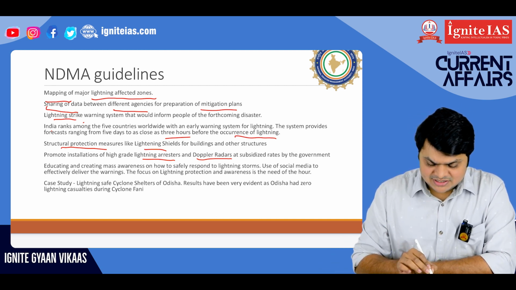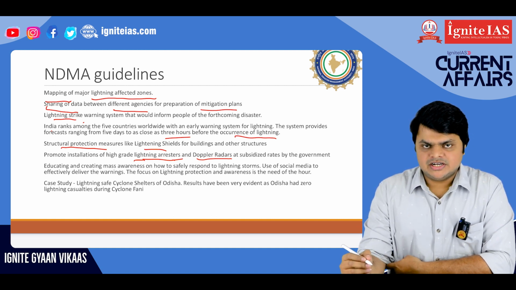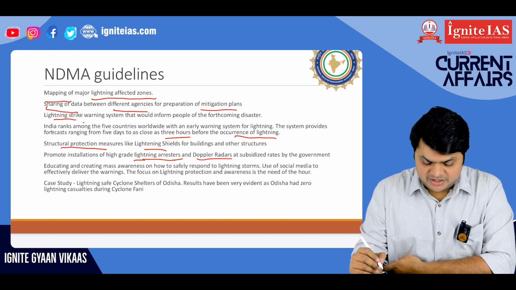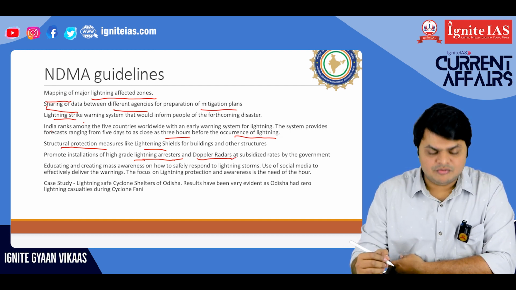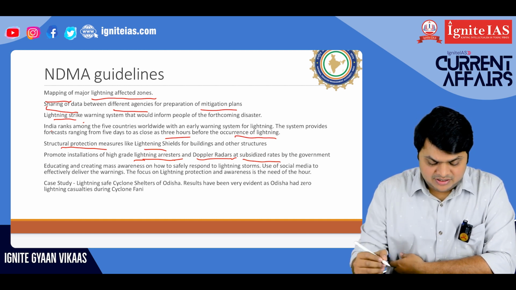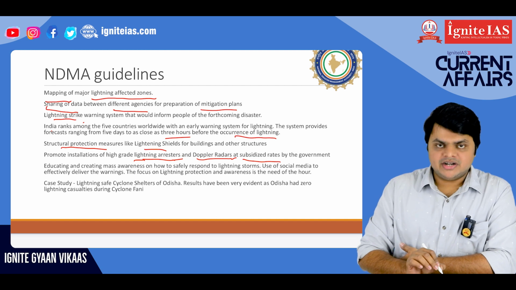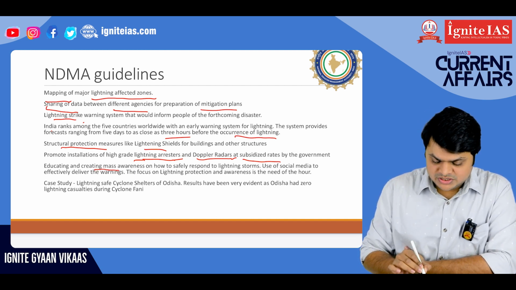Similarly, lightning arresters are installed at the power lines. So it ensures that the power assets are secured, and Doppler radars are installed for the detection or early warning system of lightning. Now all this should be provided by the government at subsidized rates. The most important thing with regards to lightning is education and creating mass awareness on how to safely respond to lightning storms.